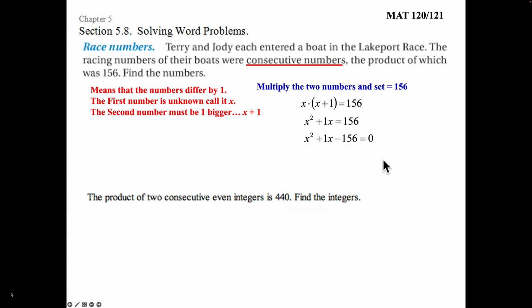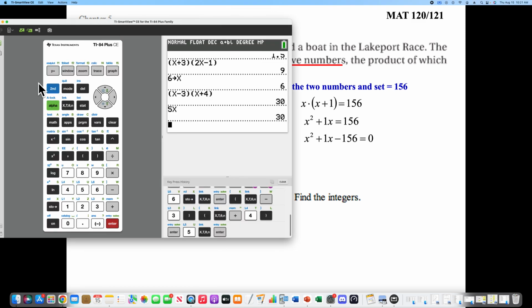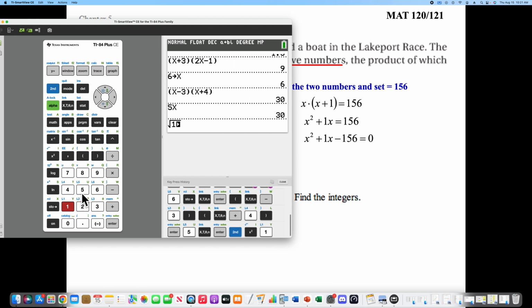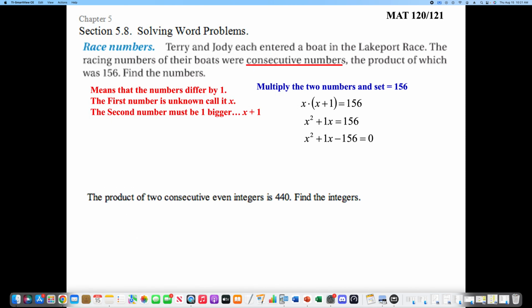It's got to be set equal to 0, so we subtract over the 156. And now we look to factor this. So we've got an x plus something and x minus something, 156, looking for two numbers that subtract to be 1. So again, I mentioned this before, but I'll use my calculator here. I'm going to take the square root of 156. That's 12.489.